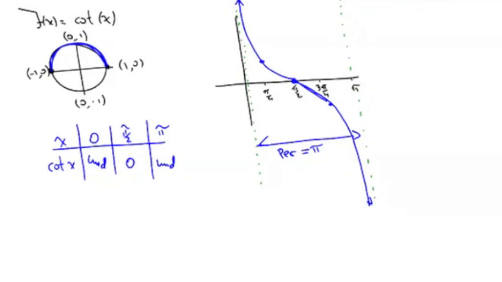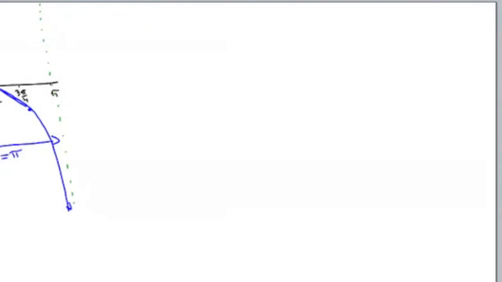The period for sine and cosine is? 2 pi. What's the period for cosecant and secant? Is it pi? No. It's 2 pi. It's the exact same period as sine and cosine, because they're just the reciprocals of them. It's just flipped again.